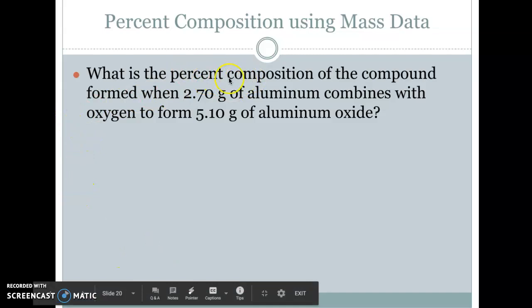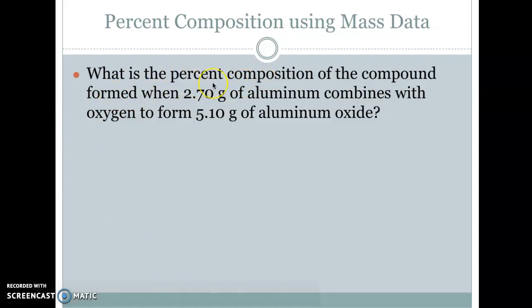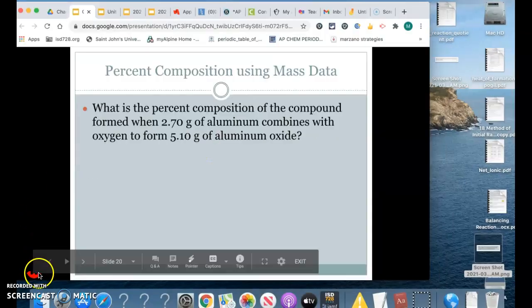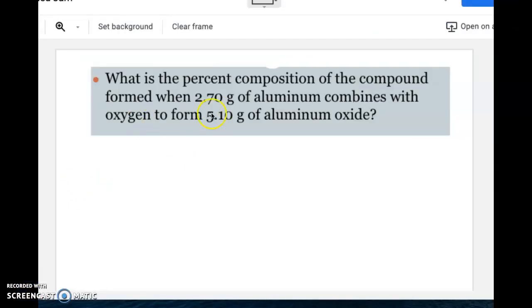We want to find percent composition. That means we want to find the percentage of each element that's in that compound. In this case, we have two: aluminum and oxygen, and we want to figure out a percentage of each. I switched over to this Jamboard to show the work.